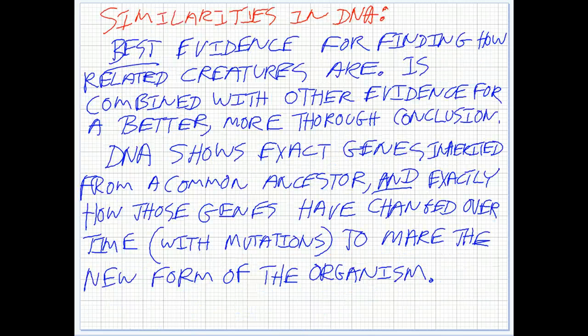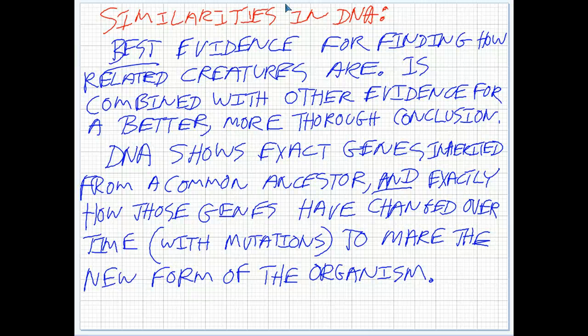Next will be similarities in DNA. This is widely considered the best evidence because it shows us, letter for letter, gene for gene, exactly how related or how different every organism is from every other. Of course, we combine this with our other evidence. It just doesn't stand alone, and usually this agrees with the other evidence, but usually DNA evidence will be used to disprove, say, mistakes we've made in the past, like the relatedness between the elephant shrew and the modern elephant.